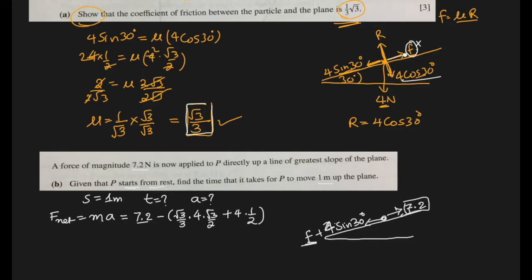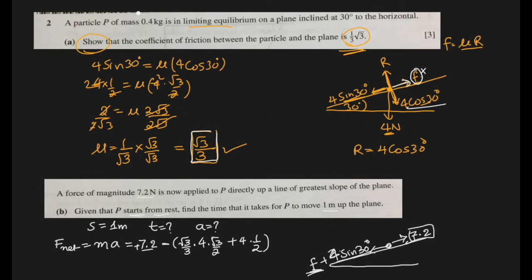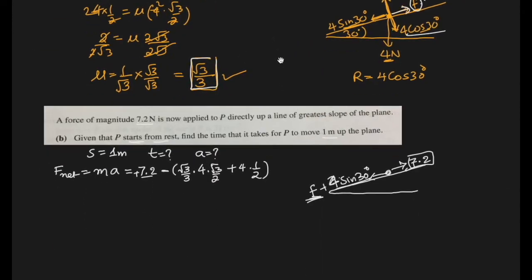So what I did, 7.2 is in this direction and motion is also in this direction, so I took it as positive, and the two forces which are opposite to it, which is F and 4 sine 30, with their negative, so I put a negative outside and added them inside a bracket. And they've given the mass. Yes, mass is given in the first part. Let's see. Yeah, 0.4 kg is the mass. So let's use it.